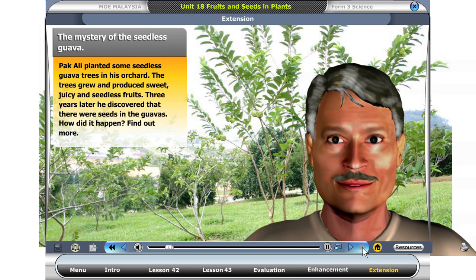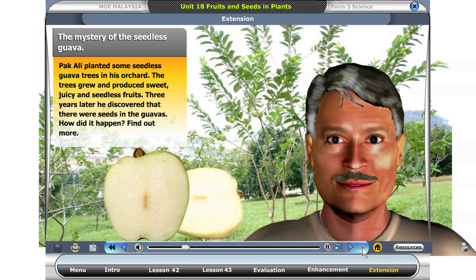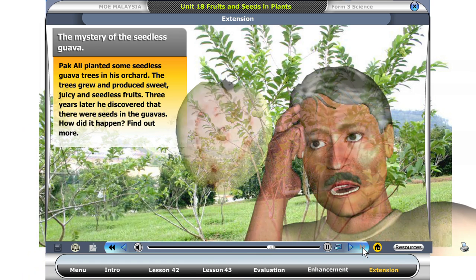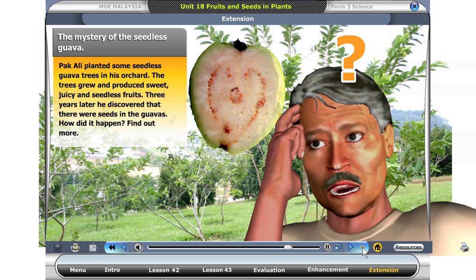Pa Ali planted some seedless guava trees in his orchard. The trees grew and produced sweet, juicy, and seedless guava fruits. Three years later, he discovered that there were seeds in the guavas. How did it happen? Find out more.